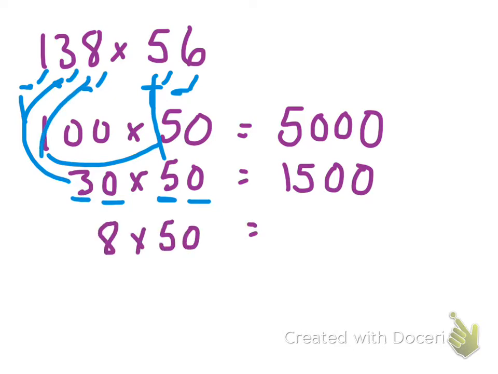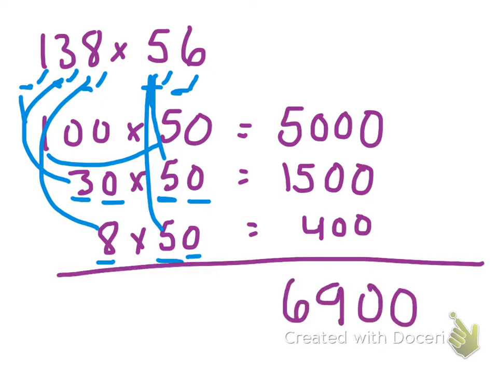Next, I'm going to multiply 8 times 50. So 8 multiplied by 50. 8 times 5 is 40. Add my 0 at the end for 400. Now let's add these three together. We get 6,900. Okay, not done though, because I need to multiply everything by 6 as well.